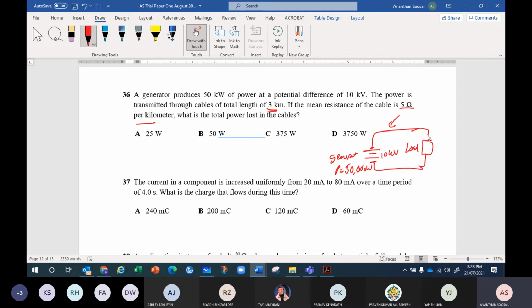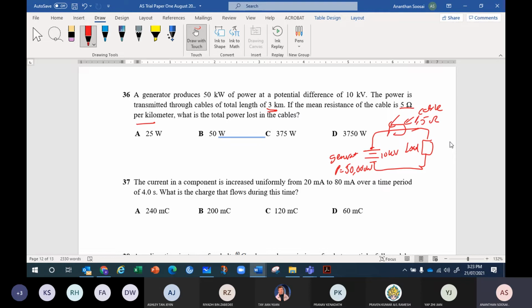That means the cable itself, we can imagine, has a cable resistance. The total cable resistance, how much? 1 kilometer has 5 ohm, so for 3 kilometers, the cable has a 15 ohm resistance. Okay. And the load, of course, has its own resistance. We don't know.